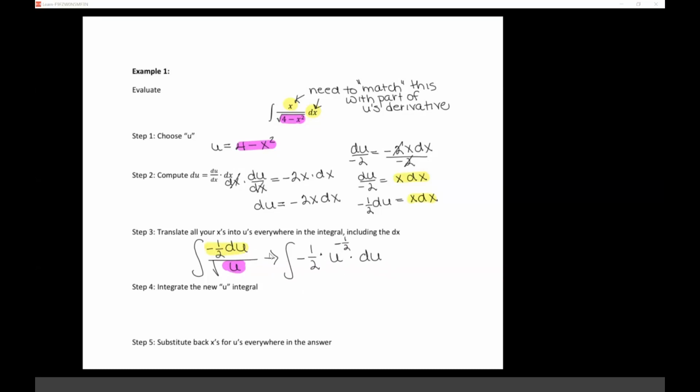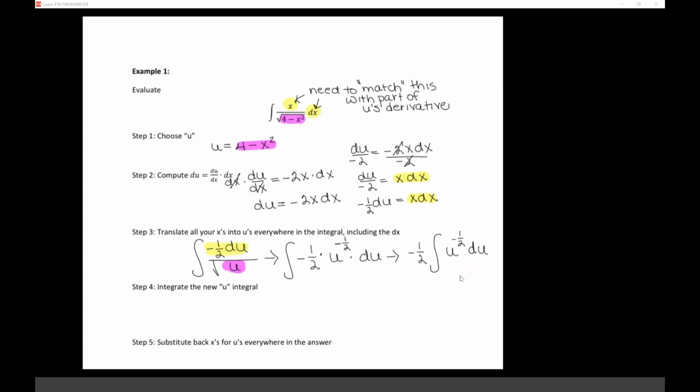Now that I have this integral, this is a lot simpler than the thing I started with. All I need to do is pull through my -1/2, which is a coefficient, and all I'm integrating is u to the -1/2 du. And that's something I can use the power rule for integration on. So again, the purpose of the method was to take something really messy and turn it into something simpler.